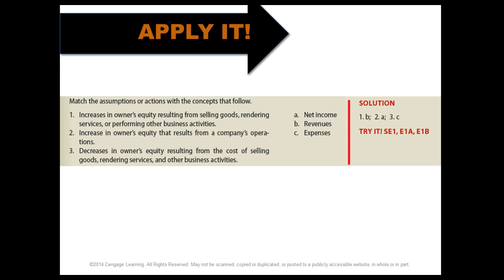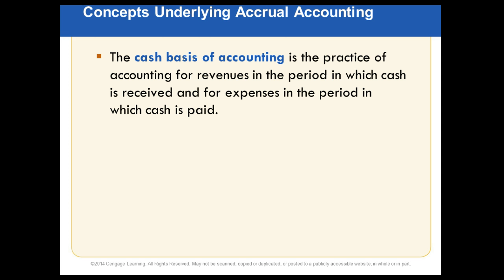So, a couple concepts. Continuity, which is that a business is going to remain a going concern. We talked about net income. We talked about the matching principle, that we want to match the revenues we earn with the expenses we had to incur to get that money.